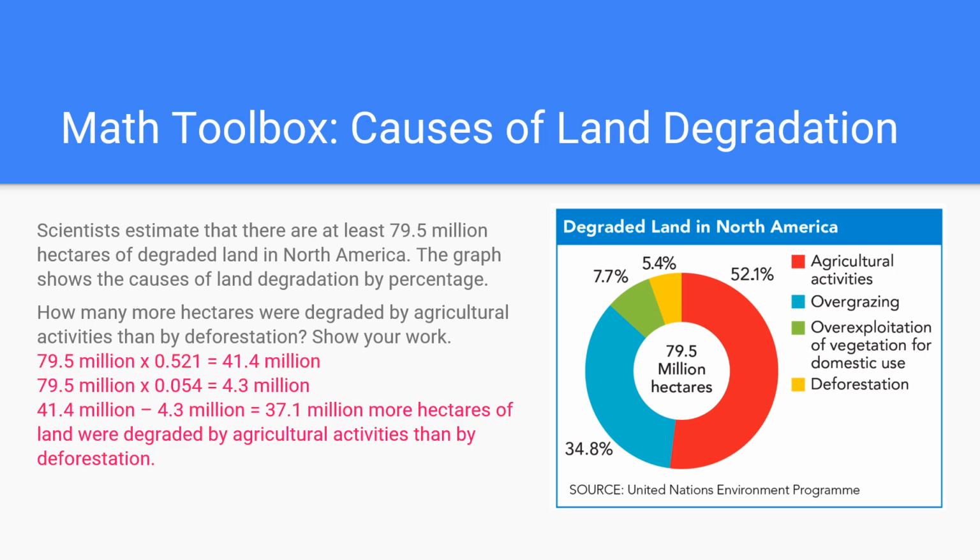Show your work. So we're going to take 79.5 million times 0.521, which we got from the agriculture amount, which left us 41.4 million hectares from agriculture. 79.5 million, which is our total amount, times the percentage of deforestation, which gives us 4.3 million. So then we'll take the 41.4 minus 4.3, which gives us 37.1 million more hectares of land that were degraded by agricultural activities than by deforestation.